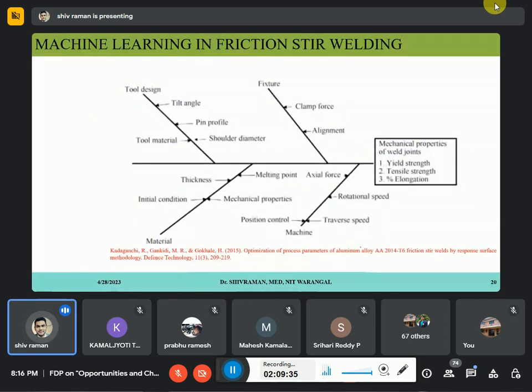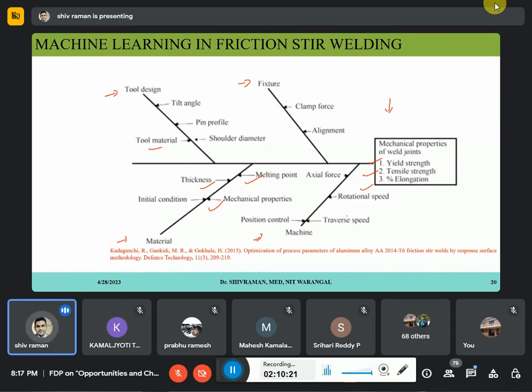If you look at the dimensionality of the friction stir welding problem, the process is influenced by tool design, material, fixture, and machine. For tool design, pin angle, pin profile, shoulder diameter, and tool material are the important parameters. For the material, melting point, thickness, and mechanical properties are important criteria. Likewise for the machine, rotational speed, transfer speed, and the upper and lower limits of rotational and transfer speed are important criteria, which govern the mechanical properties: yield strength, tensile strength, and percentage elongation.